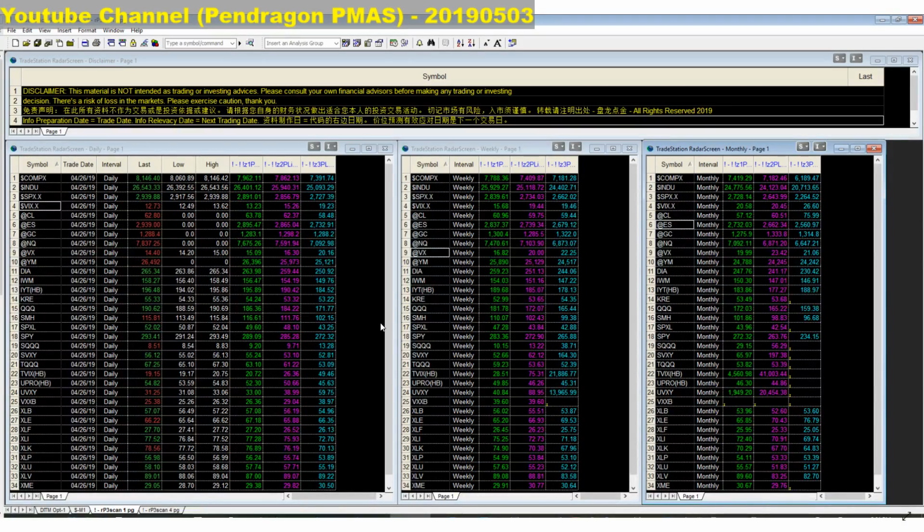Now before we go any further, let me explain a little bit how to read the chart. The symbol is all the way on the left. That's your symbol for these products, for these instruments. And then you have a trade date. Trade date is the day of the data that this is generated.